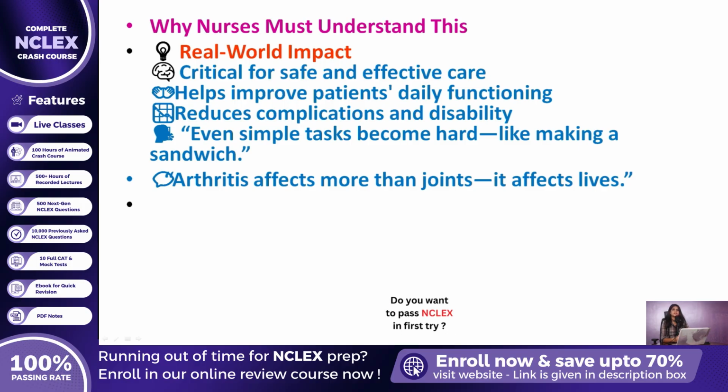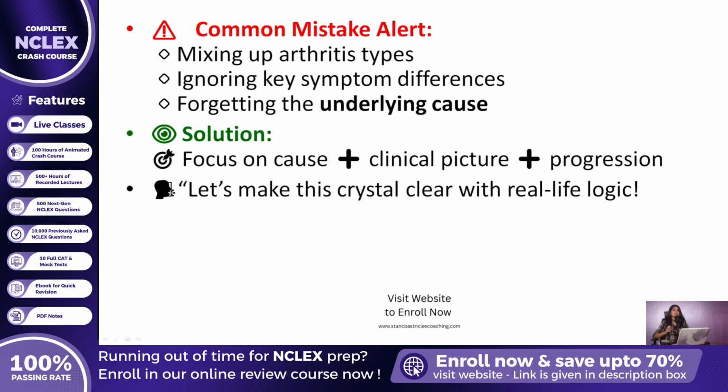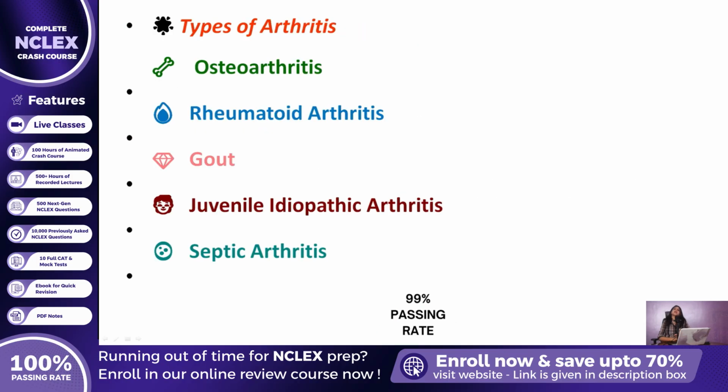All right, before we move forward, let us break down something that often shows up on the NCLEX and can easily trip students up if they are not paying close attention. Yes, we are talking about the different types of arthritis. This is where many students stumble, not because it is too hard, but because the names and symptoms can seem so similar. But I promise you, once you understand the key differences and apply them to real-life scenarios, it all becomes crystal clear. Let us dive into one of the most common NCLEX trap topics: types of arthritis.